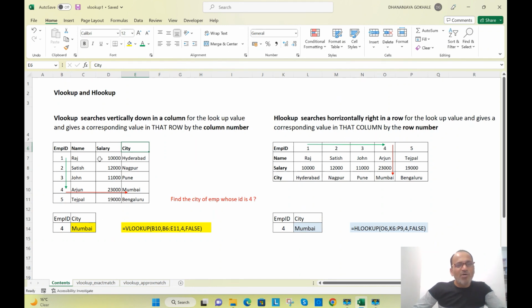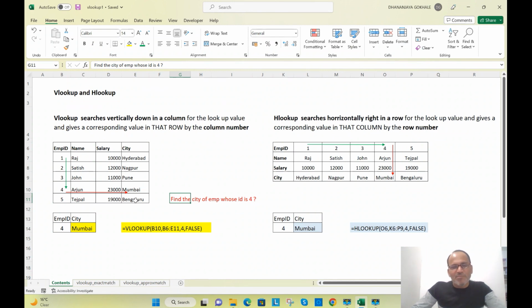All right. So this is how VLOOKUP is going to work. HLOOKUP is exactly the same. I have put the same table in a different manner. As you can see, what were column headings have become the row headings over here, and all the employee IDs you will find listed 1, 2, 3, 4, 5, and respectively names and salary and city. So now we are going to look horizontally. What is the question? Find the city of the employee whose ID is 4. So the same thing is shown in this example as well as the previous example.